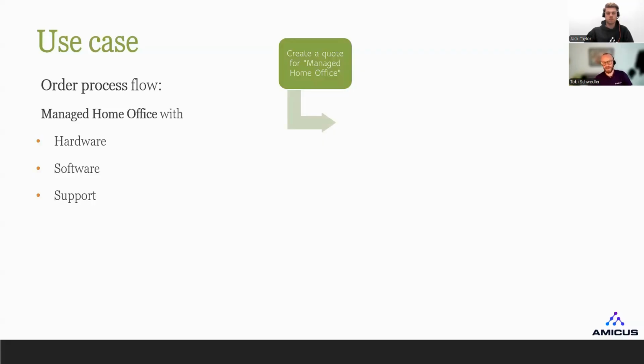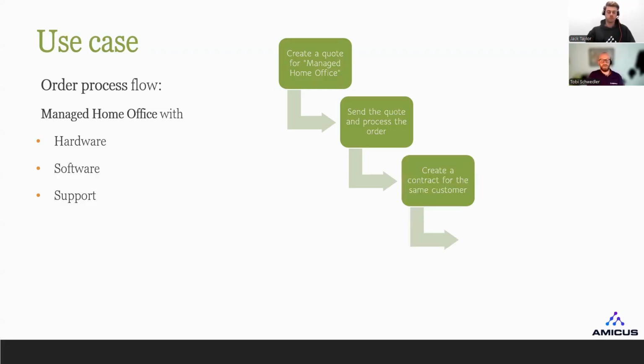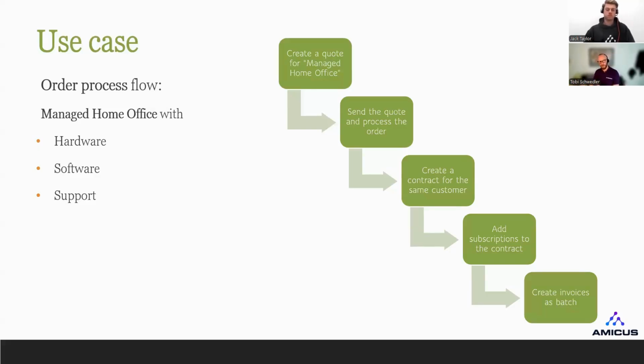In this case, you can start with a sales quote, send the quote, process it into the order, and do the normal steps you do when you process this kind of business case. Then you create a contract for the same customer, assign the subscription into that contract, and then you can create the invoice either directly out of the contract again, or you can use a worksheet page that gives you a proposal for the invoices to be created.